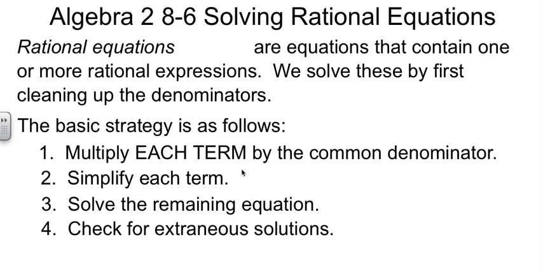Once you multiply by the common denominator, then you want to just simplify each of the terms. This is going to end up canceling out the denominators. They'll be gone. Now you'll have an equation that's just like stuff we've been doing, stuff that you already know how to do. And then the last step, which is almost the most important one, is to look for answers that are invalid. Look for extraneous answers that don't fit the original problem.